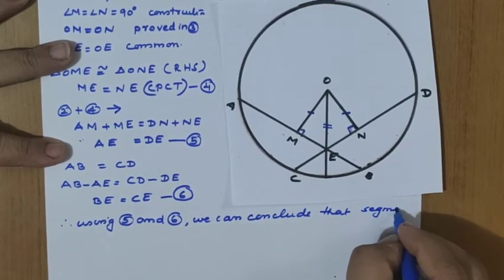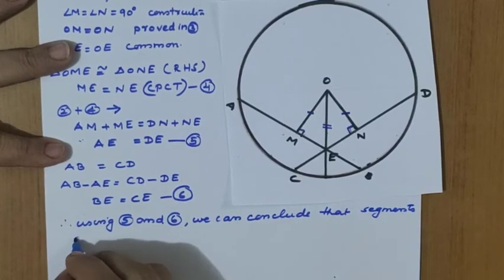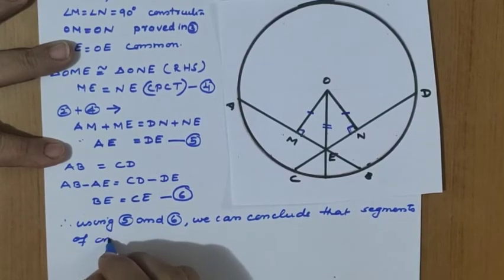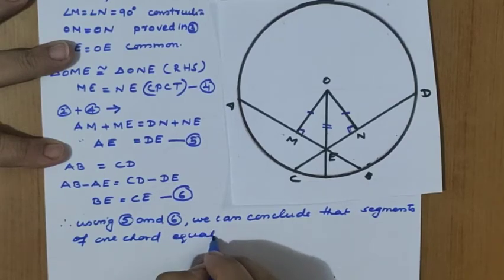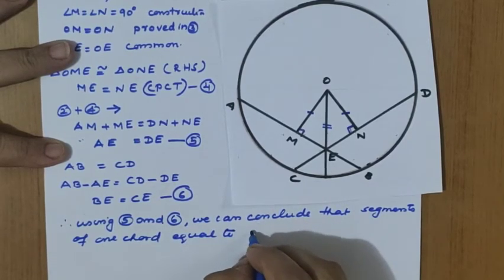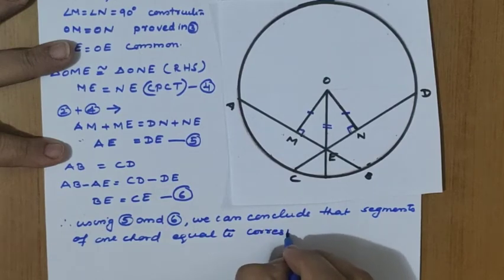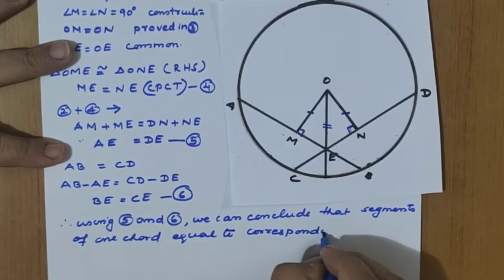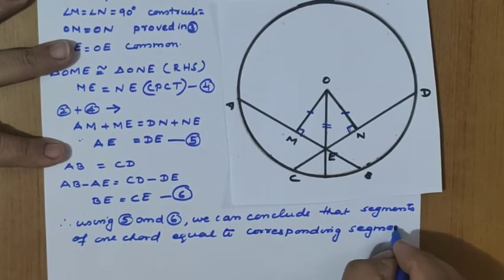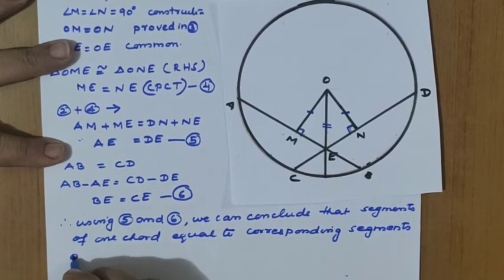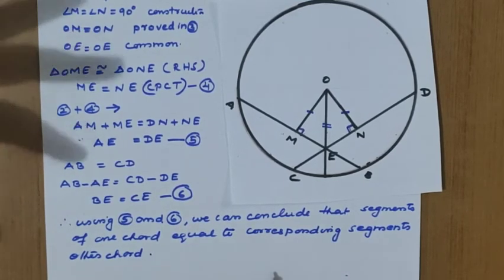segments of one chord equal to corresponding segments of the other chord. So I'll repeat the proof. It is a very lengthy one.